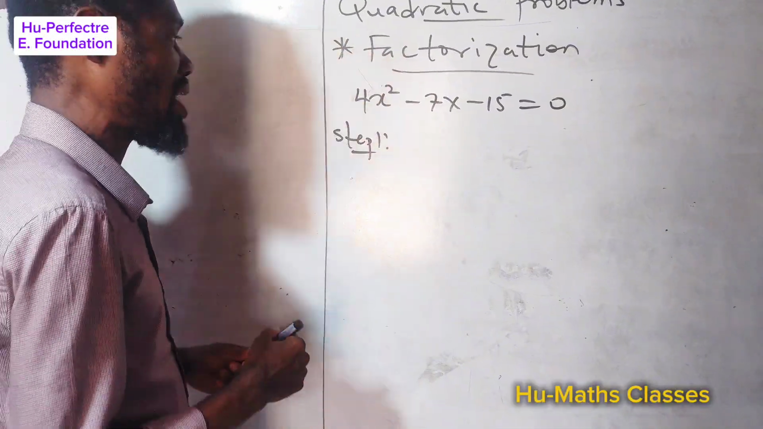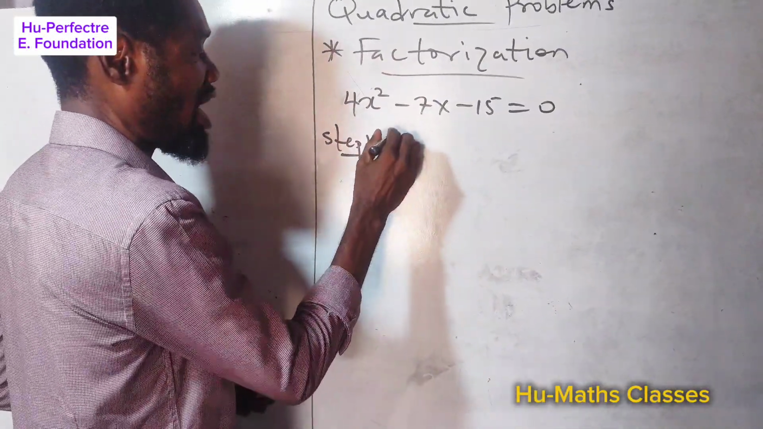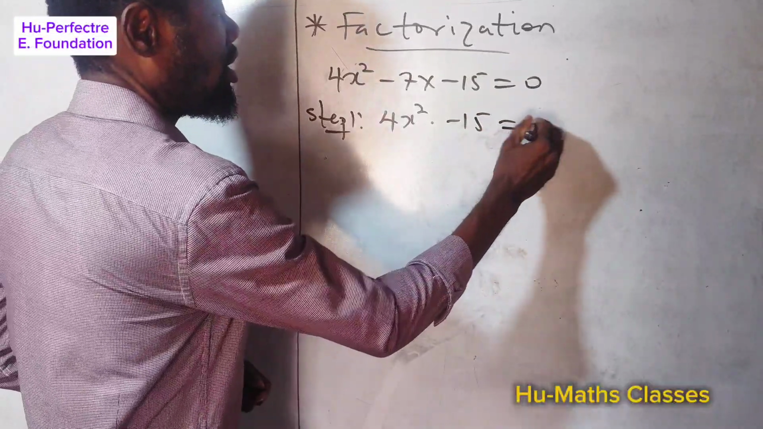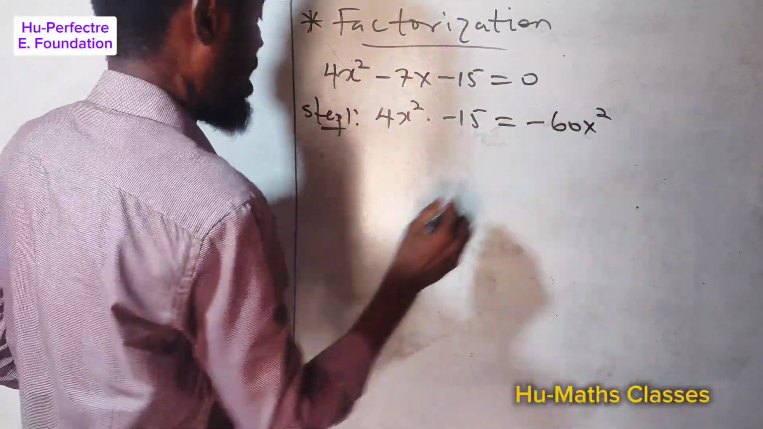Step one, multiply the first variable and the last variable. 4x raised to power 2 times minus 15. That will give us minus 60x raised to power 2.